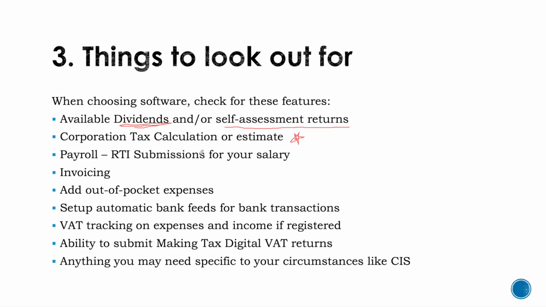Payroll or RTI submissions for your salary. So if you're planning to run salary through the business for either yourself or employees, just double check it has the function to submit payroll. Else you'll have to use HMRC's basic tools, which is free, but it is not nice to use. So if you can get everything in one place, that's a bonus. There is also invoicing, so the ability to create and send invoices, very important because you can track your income through the business in your bookkeeping software, so you don't have to do it somewhere else and then add it in. All very good for Making Tax Digital purposes.